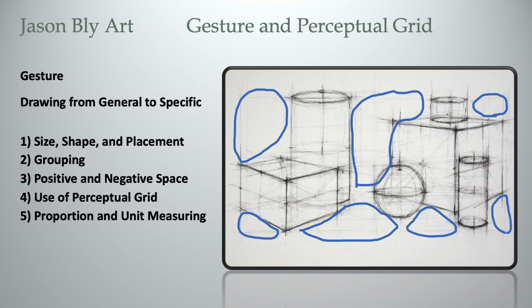Moving past grouping, let's talk about positive and negative space. Oftentimes when we sit down and look at a setup, we want to draw the objects. We want to identify with the things that we can name or touch. But it's also really helpful to look at the air between. In this drawing, you can see that there's some air bubbles or lassos of blue line to identify the spaces that happen between the objects.